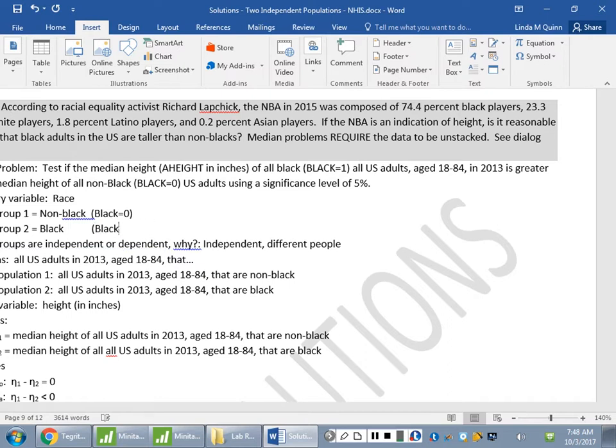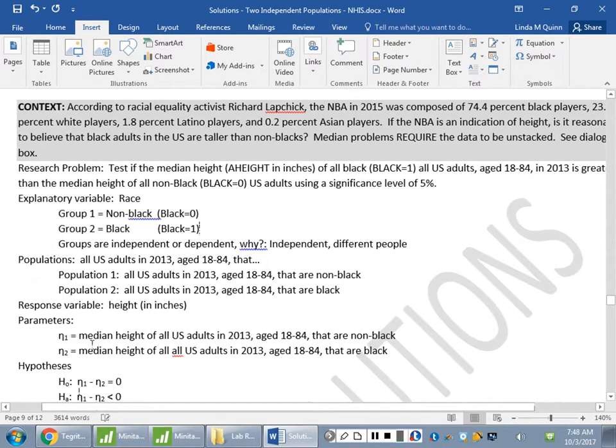Once again, I was thinking, if in case Minitab picks this out, I'm going to remind you with the median problem, it really doesn't matter because you get to pick which order you want the groups in, because that's the way you're selecting. Independent, different people. So all U.S. adults that are non-black, all U.S. adults that are black. We're looking at a response variable that's height. And so our parameters are the median height for the two populations. Once again, we're going to try and figure out which way we want this sign to go.